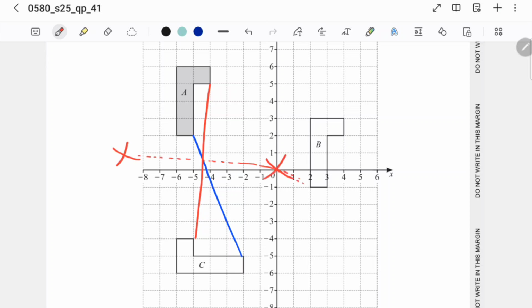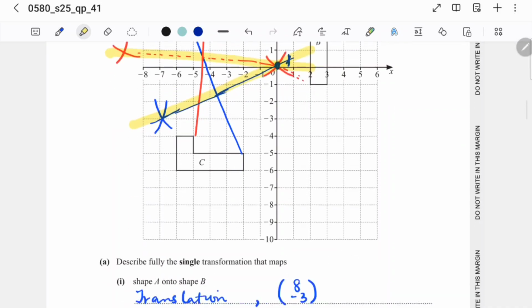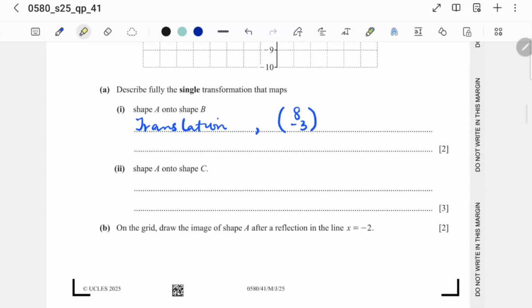I've drawn the perpendicular bisector of this line, and now I'm going to draw the perpendicular bisector of the other line. Open your compass more than half radius and then draw an arc. So this is the perpendicular bisector of the two lines. They both meet at the origin, so the center of rotation is the origin.